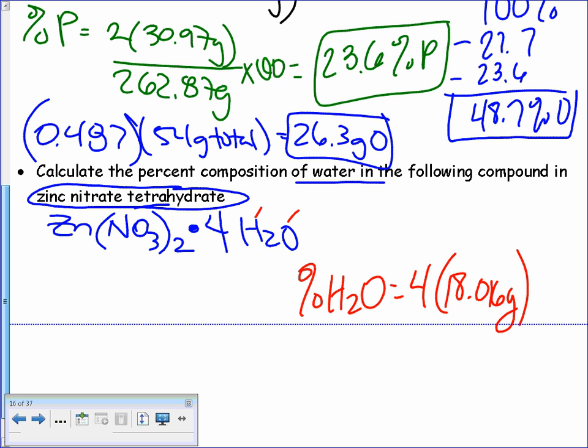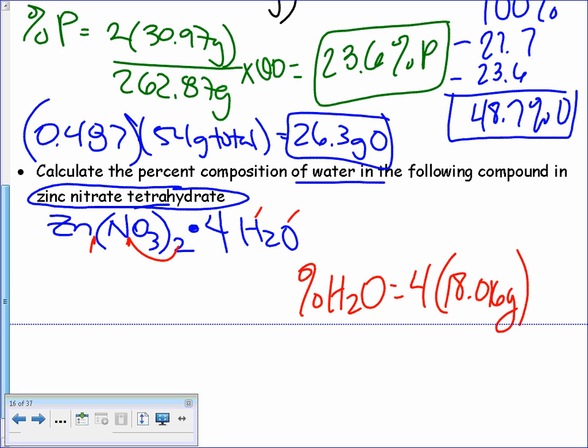65.39. And there's only 1 zinc, right? There's a subscript of 1 after that, so that's why there's 1 zinc. How many nitrogens? 2 nitrogens. There's a 2, there's a 1 there, so 1 times 2 is 2. So that's 2 times 14. Plus how many oxygens? 6 oxygens, because there's a 3 times 2, so that's plus 6 times 16, oxygen's mass, right?